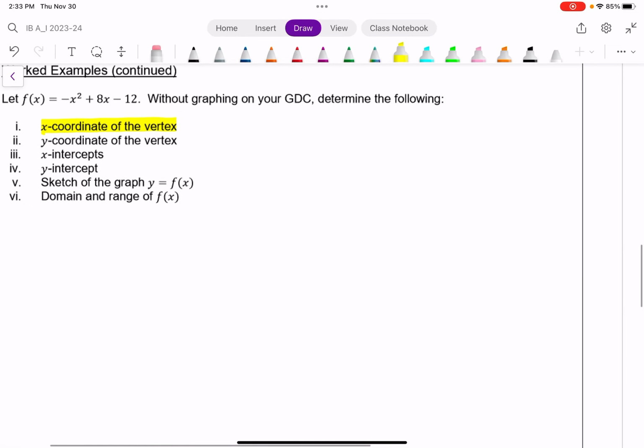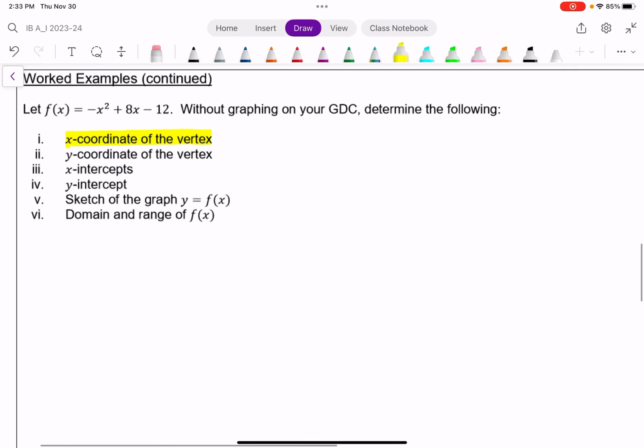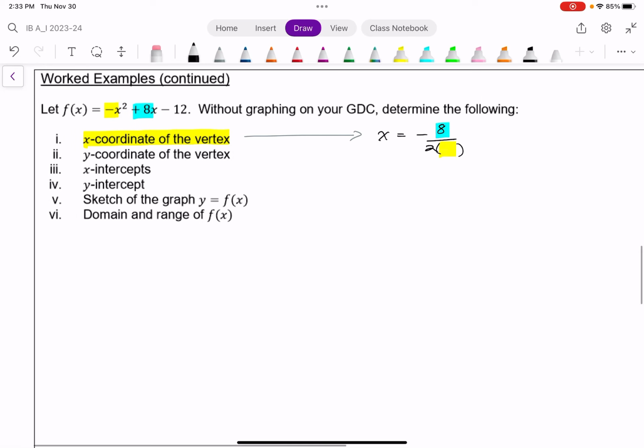And so in this case, if I want to find the x-coordinate of the vertex, I can do so quite quickly because that x-coordinate of the vertex must be the same as minus 8, that's my coefficient of x, divided by 2 times a, or in this case, 2 times negative 1. And simplify this down, I get 4. So the x-coordinate of the vertex is 4. The vertex is at 4 comma something.